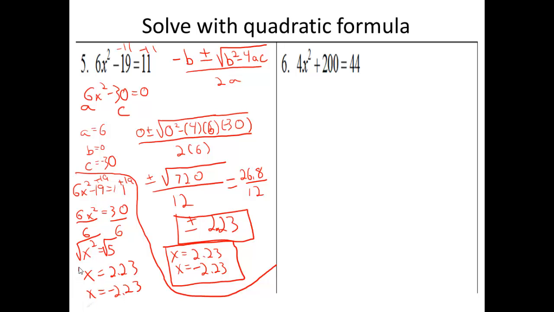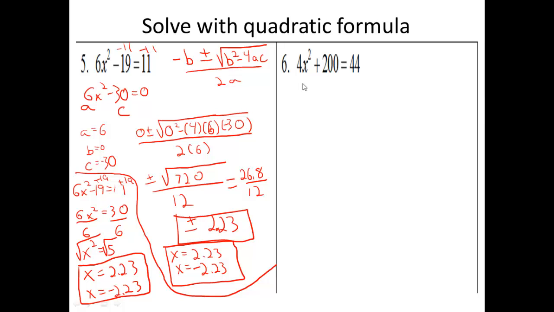And if you're having trouble rationalizing why we get two answers when we take the square root of something, take a negative 2.23, square it, and you'll get 5. Take a positive 2.23, square it, and again you'll get 5. So that when x squared is equal to 5, you have two solutions.